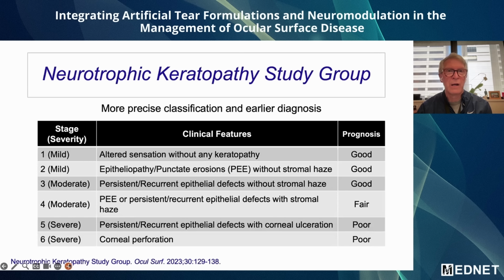A bit more granular staging scheme was proposed by the neurotrophic keratopathy study group. There was a committee formed by Ascaris, and they proposed 6 stages of NK ranging from mild stage 1, in this case, altered sensitivity without keratopathy, as opposed to the Mackey stage 1, which has keratopathy, and then running all the way to stage 6, which is corneal perforation.